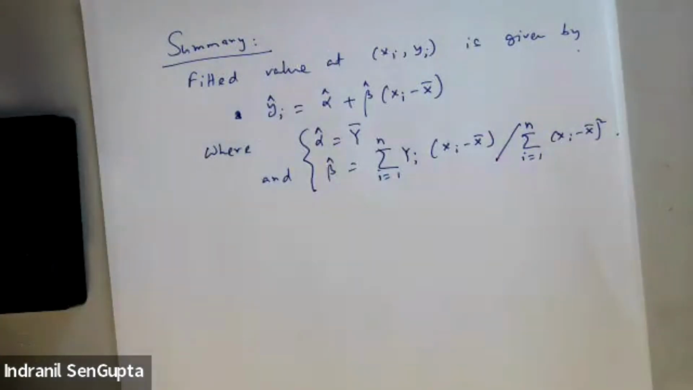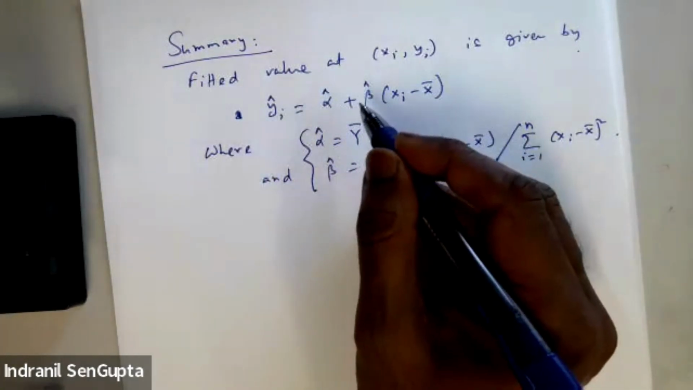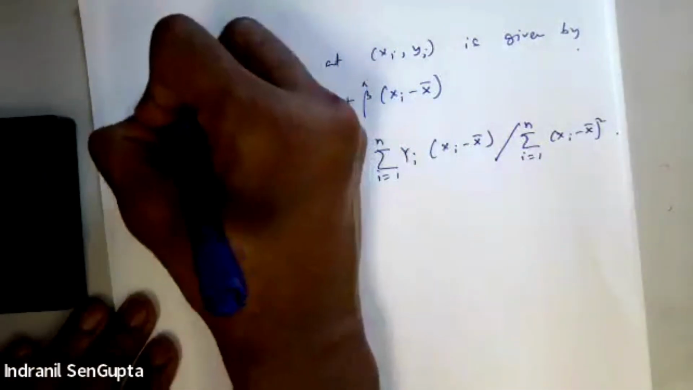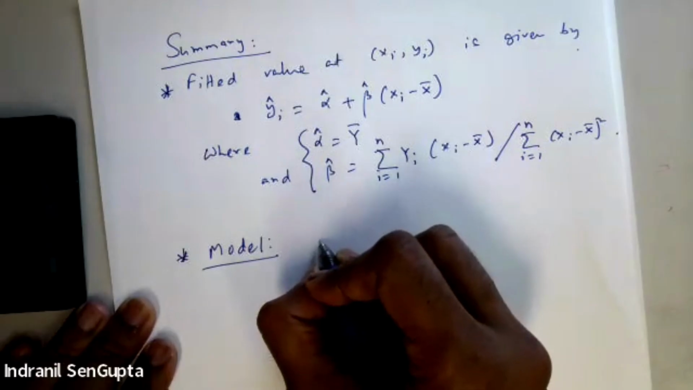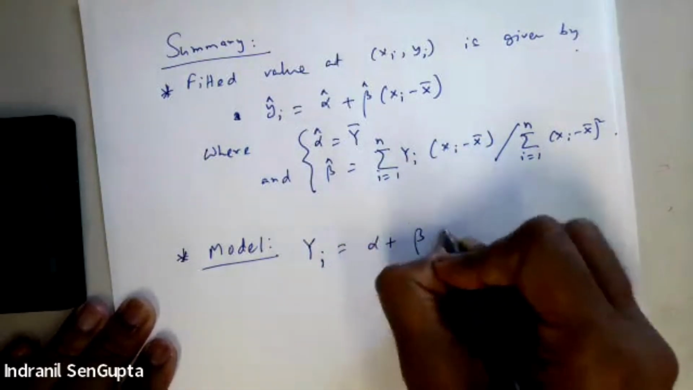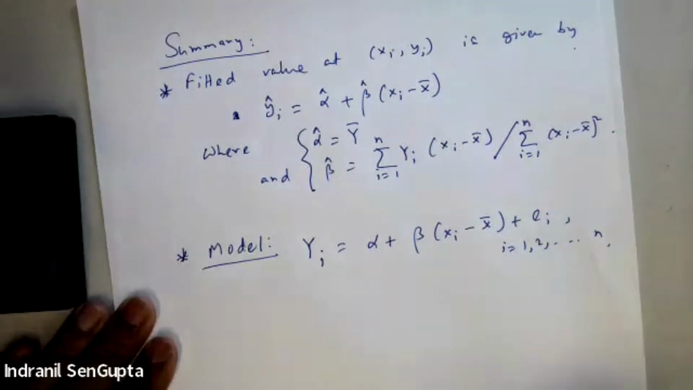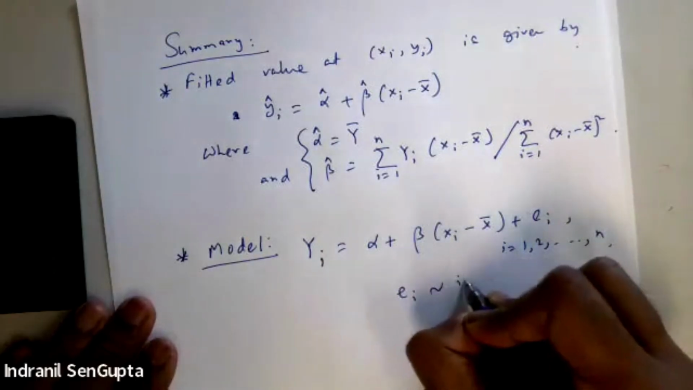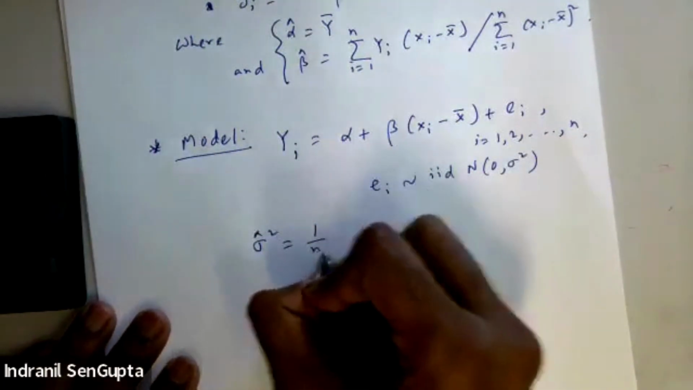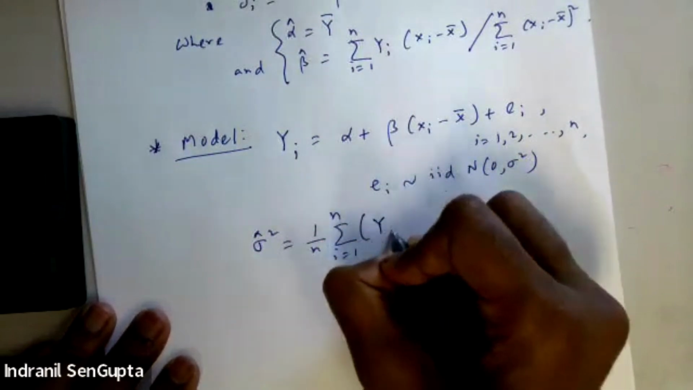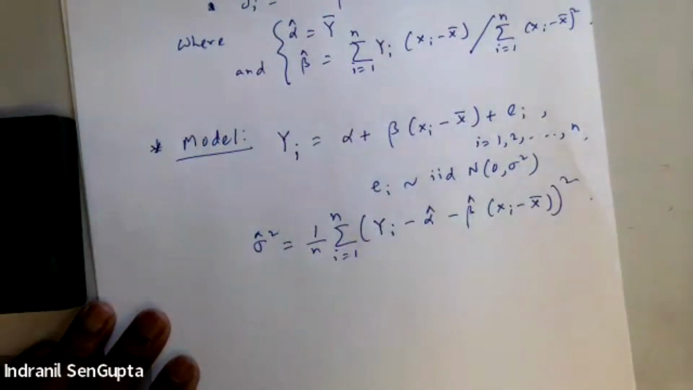Okay. Now, one more thing. So remember that what is this yi hat? So that's the fitted value. And what's the actual model that we used? So the model was yi equals alpha plus beta xi minus x bar plus ei. And then the ei's are IID and follow normal 0, sigma squared. We just also found the estimator for sigma squared, which is 1 over n, sum from i from 1 to n, yi minus alpha hat minus beta hat xi minus x bar squared. So that's the second thing that we did.